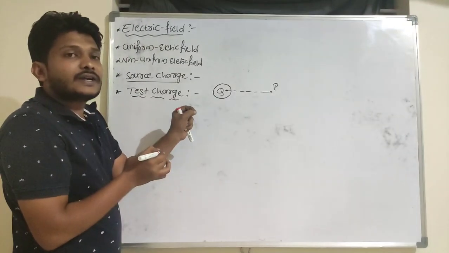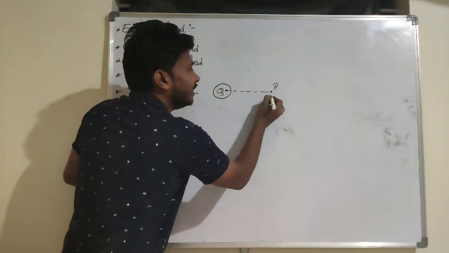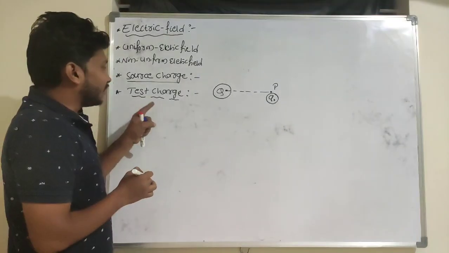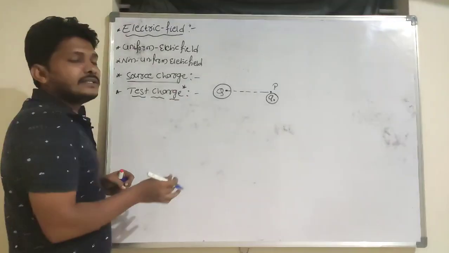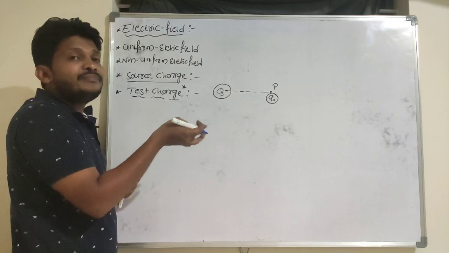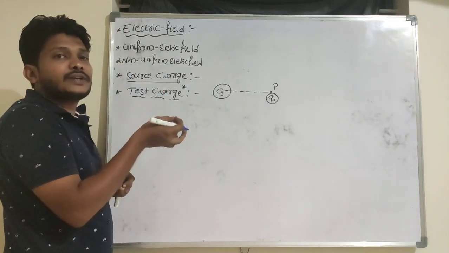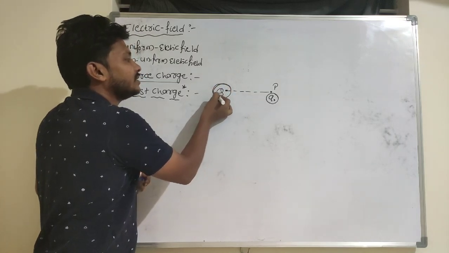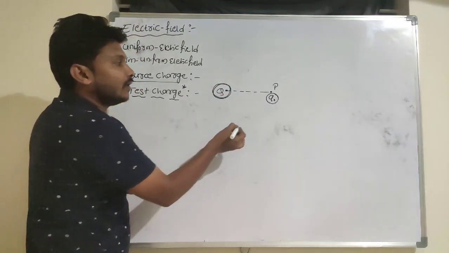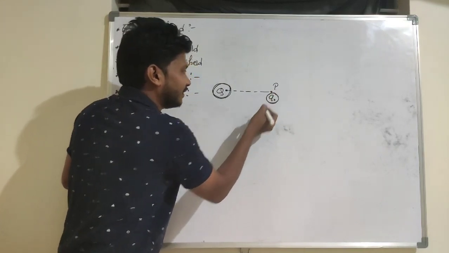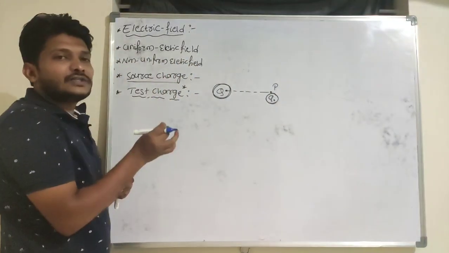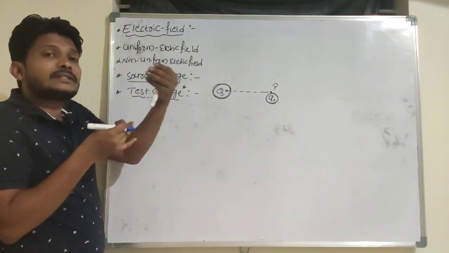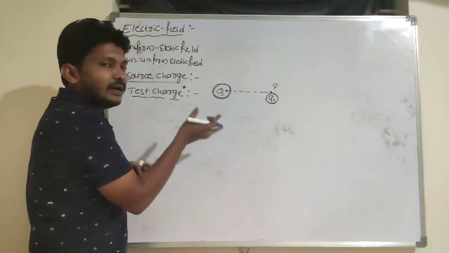In order to understand the effect of this source charge, I need another charge. That other charge is nothing but a test charge. A test charge is a charge which can test the effect of the source charge. For example, how the source charge is going to be affected, I can calculate on the basis of the test charge. What is the test charge then? A charge which can test the effect of the source charge.